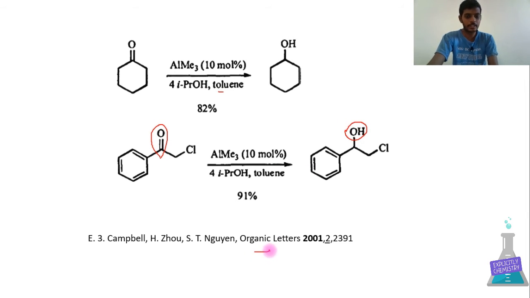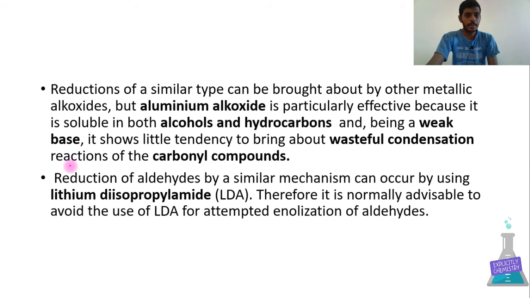Reductions of similar type can be brought about by other metallic alkoxides, which means we are using aluminum alkoxide here, but we can also do it with other metallic alkoxides. Aluminum alkoxide is particularly effective because it is soluble in both alcohols and hydrocarbons, and it is a weak base, so it will not undergo wasteful condensation reactions of carbonyl compounds.